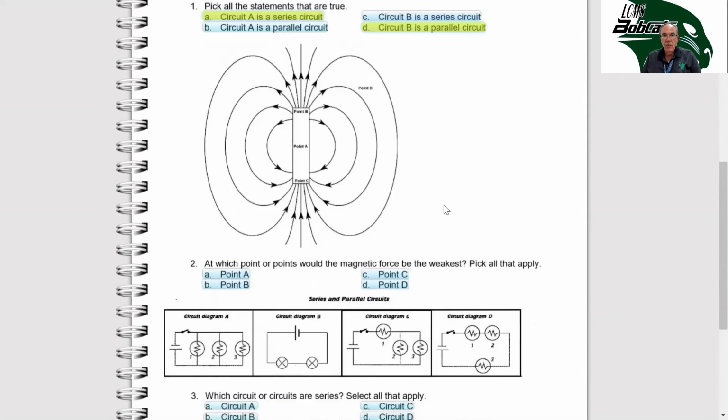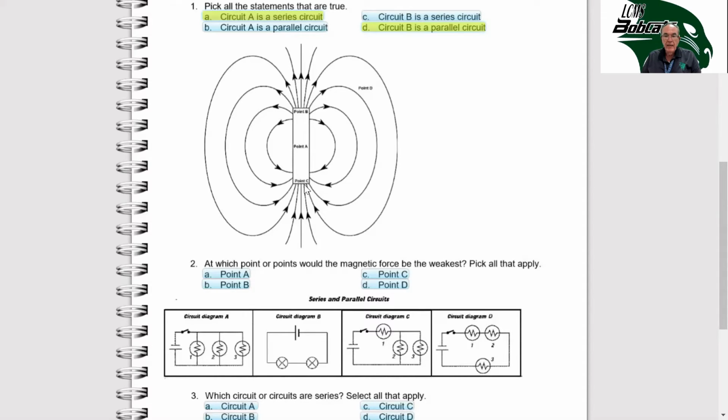On this next question, we've got this picture of a magnet. Okay, it shows points B and C are the ends of the magnet. We know that those are the poles. Point A would be the middle of the magnet where it would be the weakest. And then out here on D, this point is out in the magnetic field. So at which point would the magnetic force be the weakest?